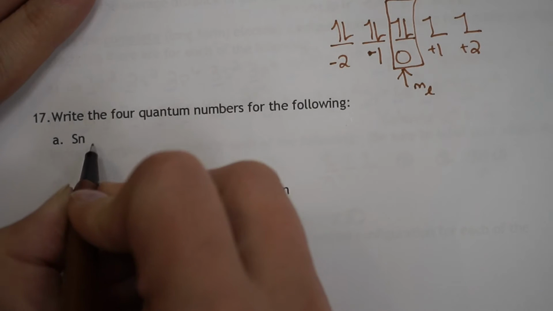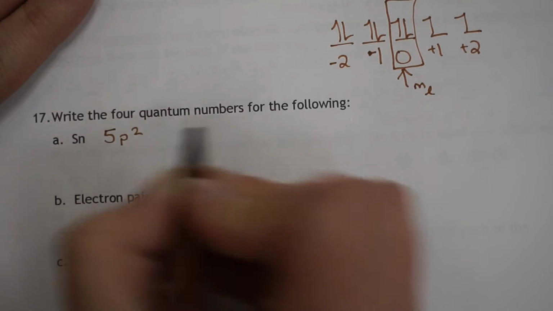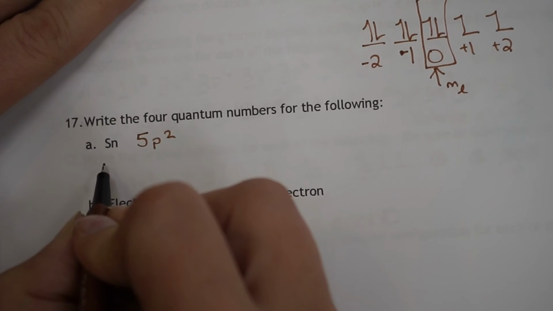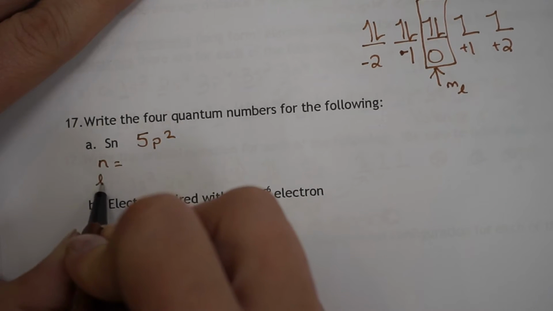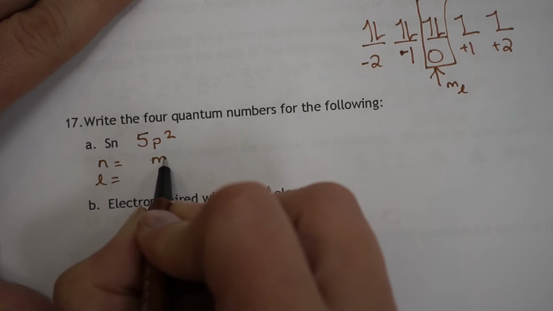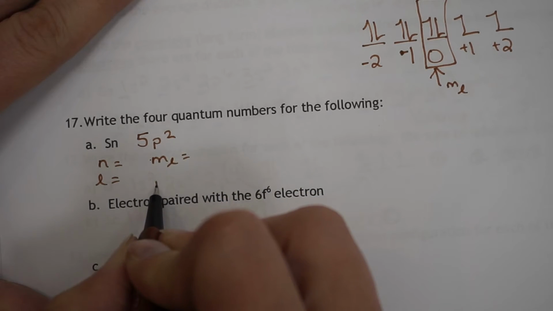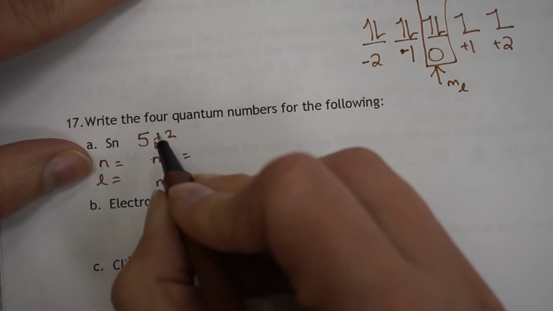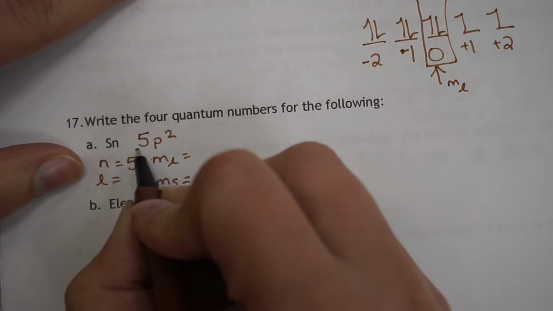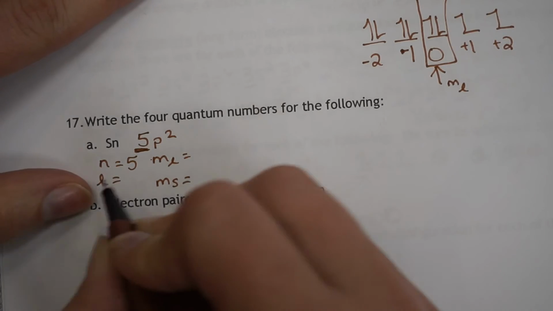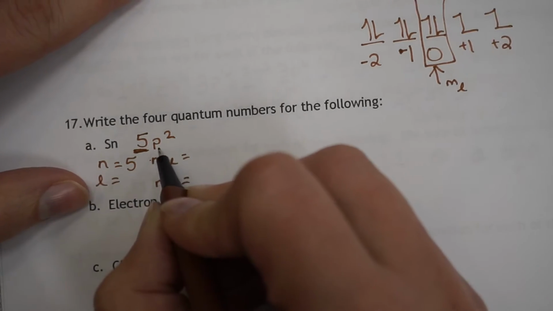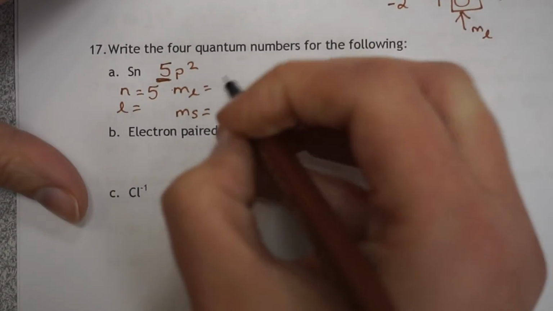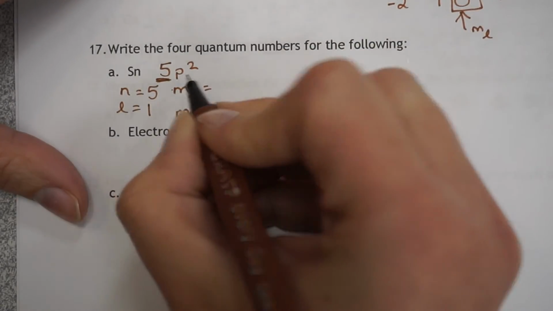5p2. Okay, so 5p2. We need to write the 4 quantum numbers. 4 quantum numbers consist of n, l, m sub l, and m sub s. Okay, so n, that's super easy. It's 5, and that's because of this thing. L, that's super easy. It's P, so same rules apply. So P is equal to 1. So L is equal to 1 because it's a P orbital.